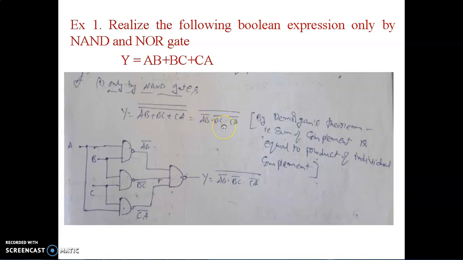All are dot operators. Now, by using this equation, it is possible to implement a logic circuit by using only NAND gate as shown here. First, generate the individual components here like AB bar, BC bar, CA bar. Then the output of this is given to the next stage. This is a 3 input NAND gate. This is the final output, which is same as that of the simplified equation.